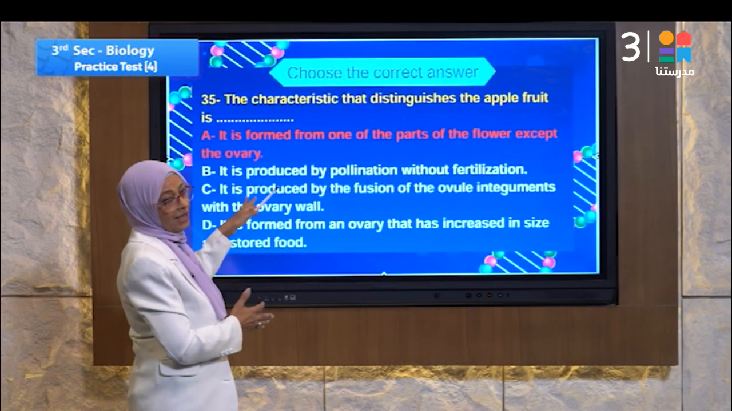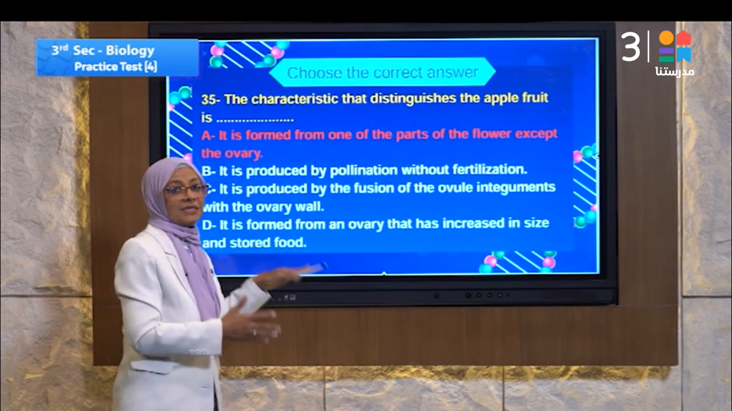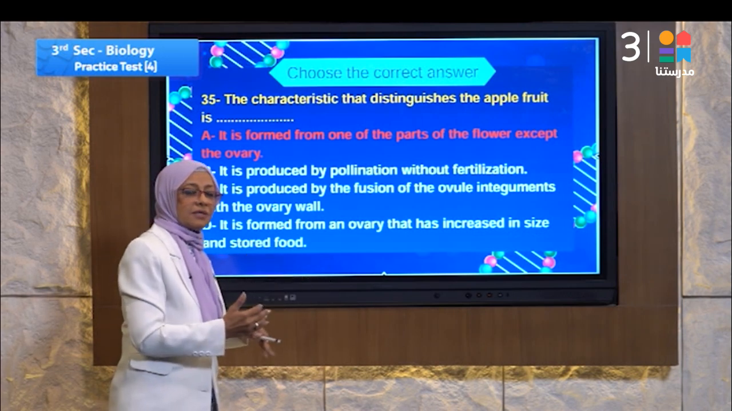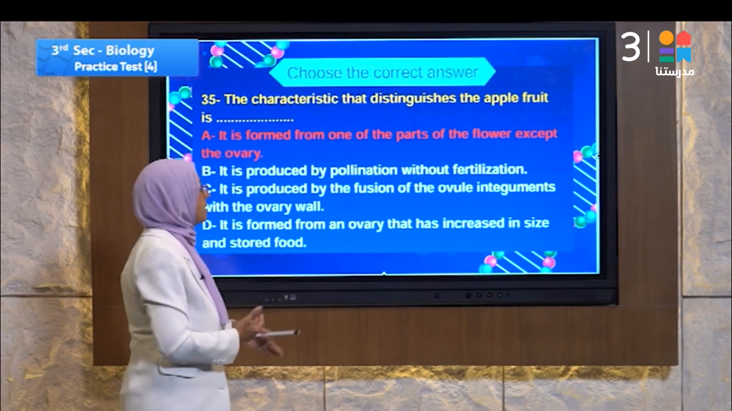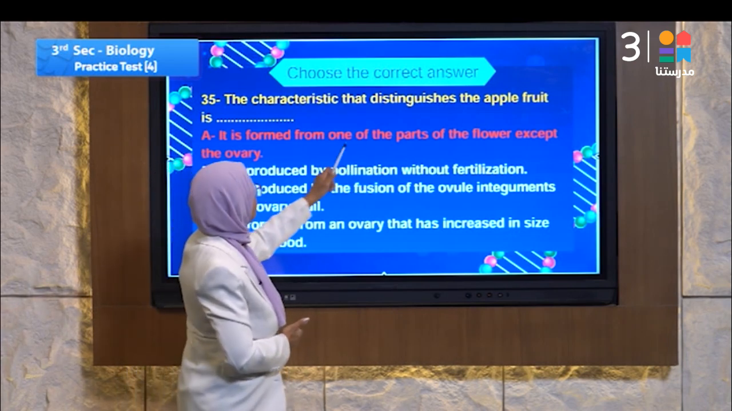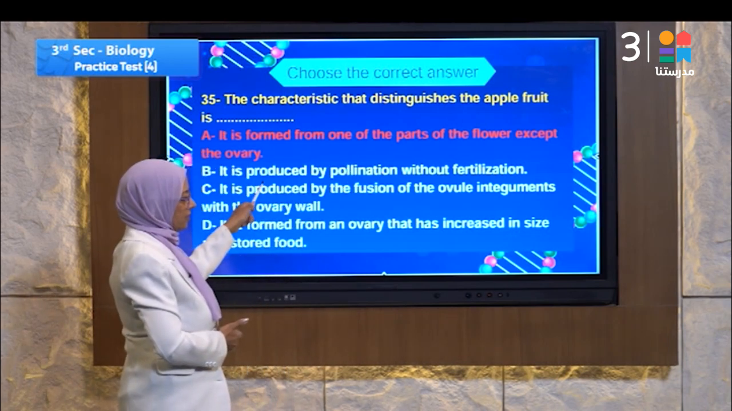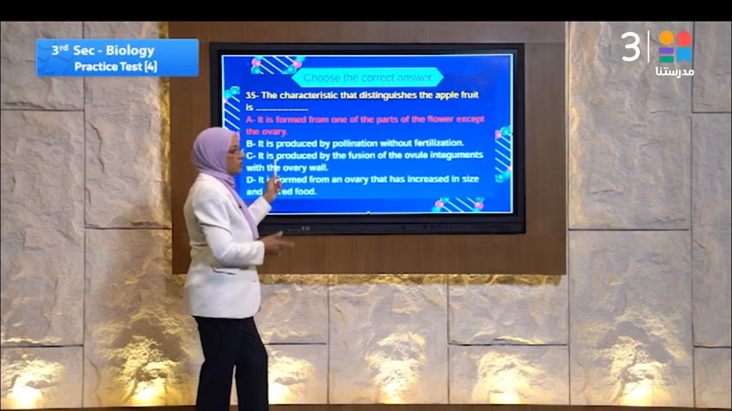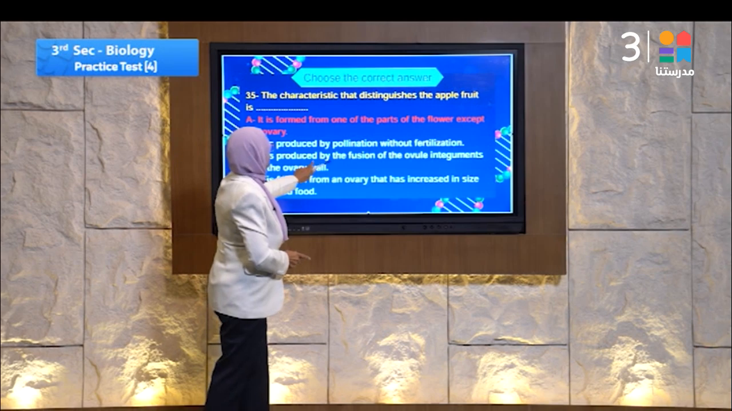So I told you, you must read. Maybe the answer is not number A. It is formed from one of the parts of the flower except the ovary. The apple fruit is formed except the ovary. Don't forget this.